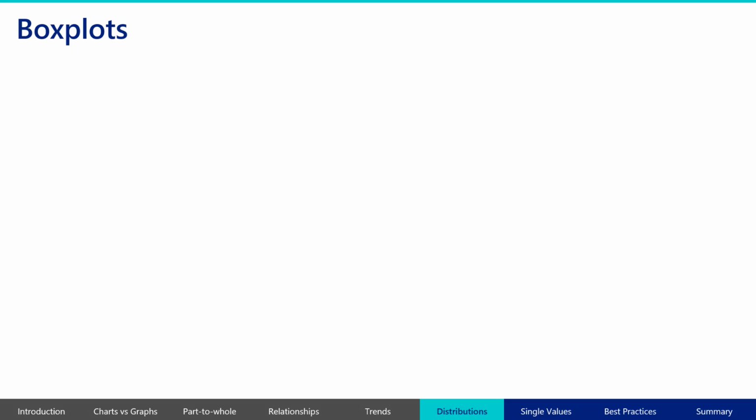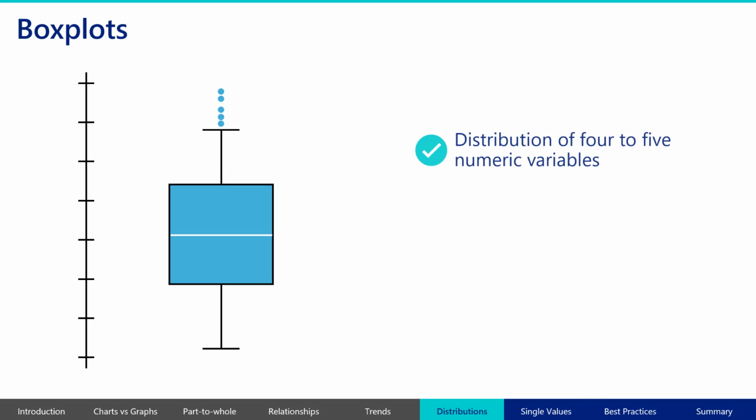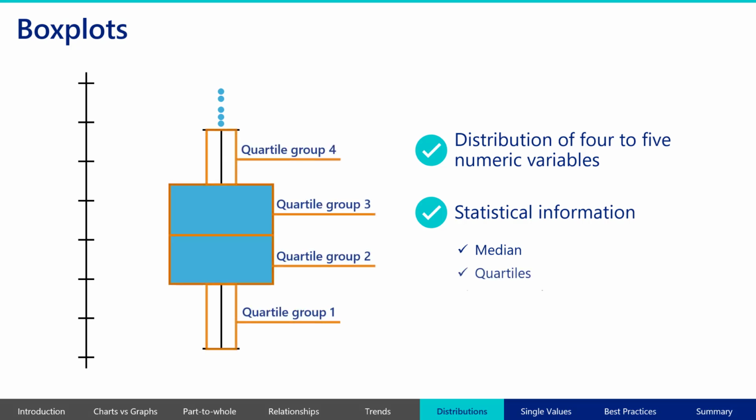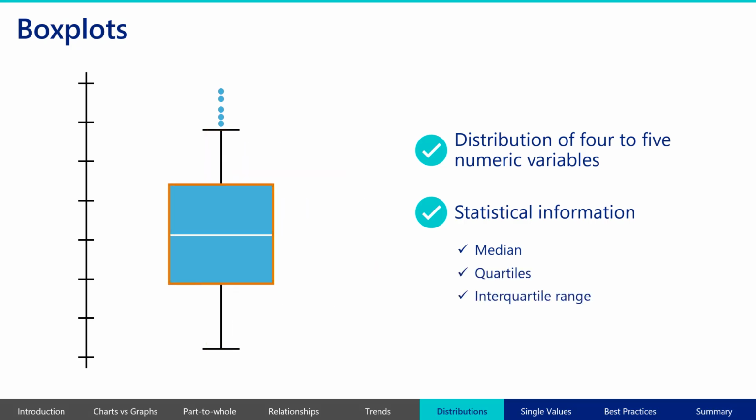Another option for visualizing the distribution of numeric variables is the box plot. Box plots can be used to show the distribution of up to 4 or 5 numeric variables, but this type of graph contains more statistical information than histograms, such as the median value, quartiles, the interquartile range, and any outliers. These additional elements increase the complexity of the visualization, and the use of box plots should be reserved for audiences who require the additional information box plots provide.